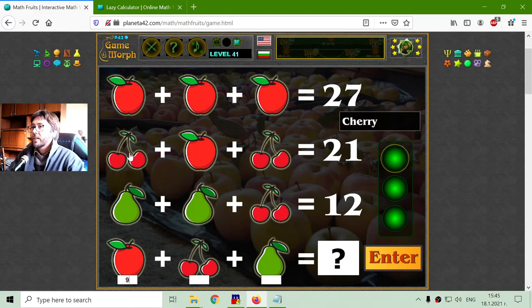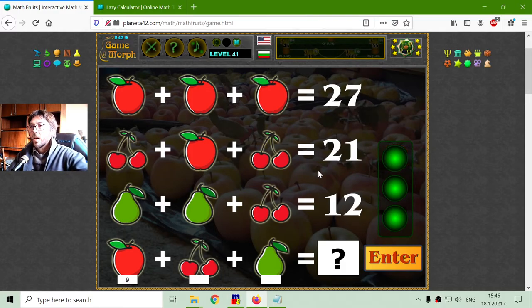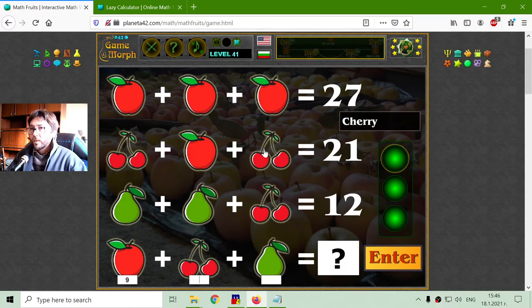Now, there is a cherry plus apple plus cherry equals 21. Again, I will subtract 9 from 21 to find the value of the cherry. And that should be how many? 12. Wait, no, that should be 12 divided by 2. That should mean 6. Okay, the cherry has the value of 6.